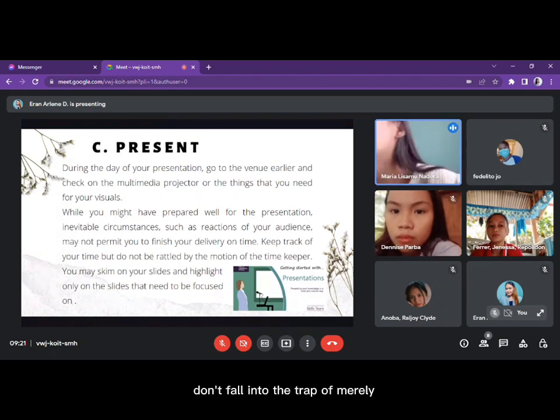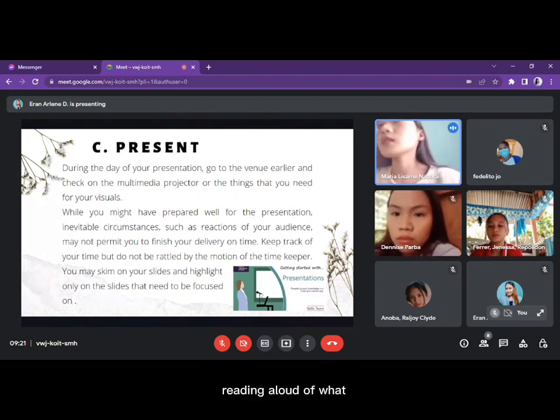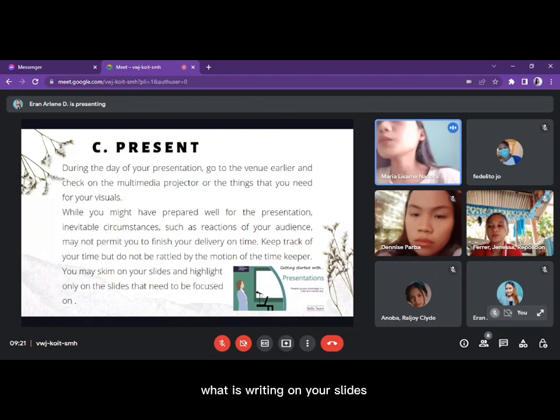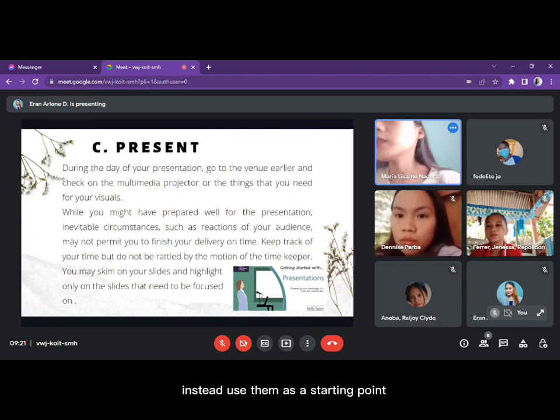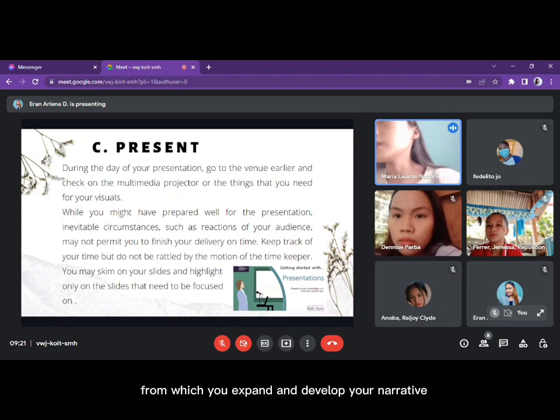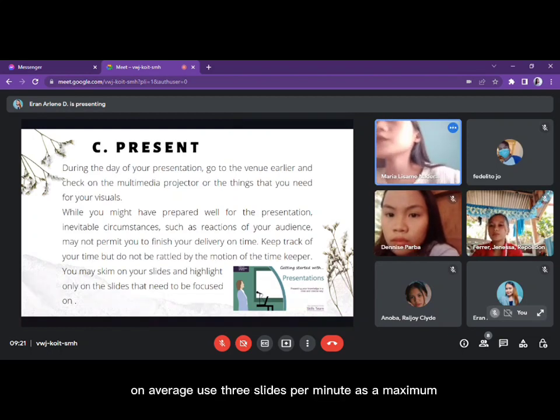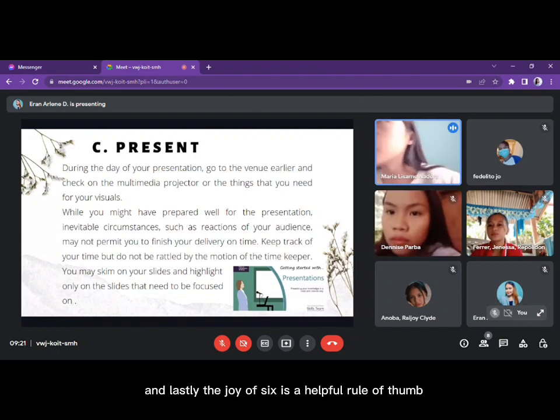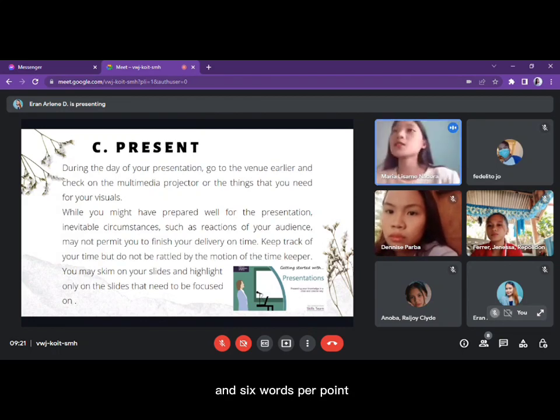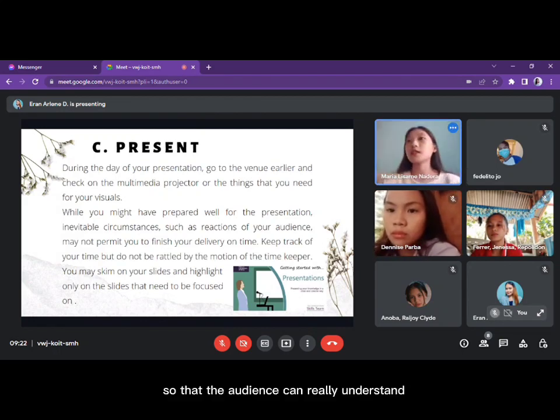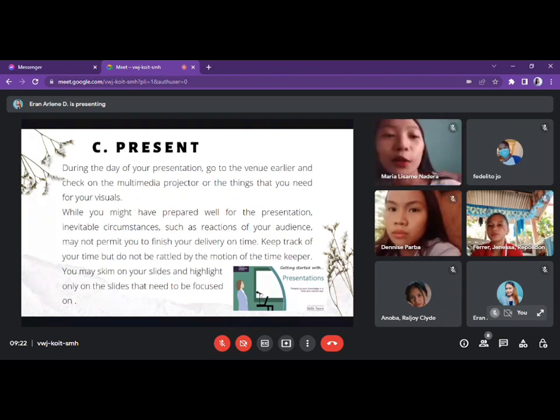Second, don't fall into the trap of merely reading aloud what is written on your slides. Instead, use them as a starting point from which you expand and develop your narrative discussions to the audience. Third, check your timing. On average, use 3 slides per minute as a maximum. And lastly, the joy of six is a helpful rule of thumb. Use a maximum of 6 bullets per slide and 6 words per point, so that the audience can really understand what you are trying to present to them.